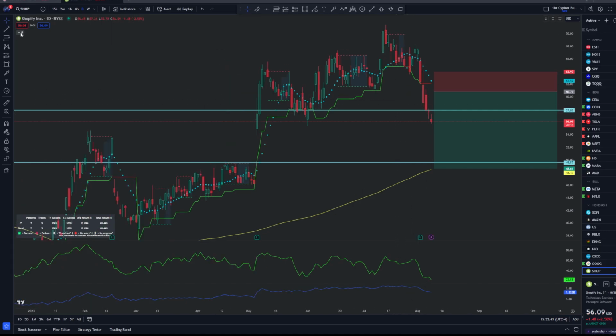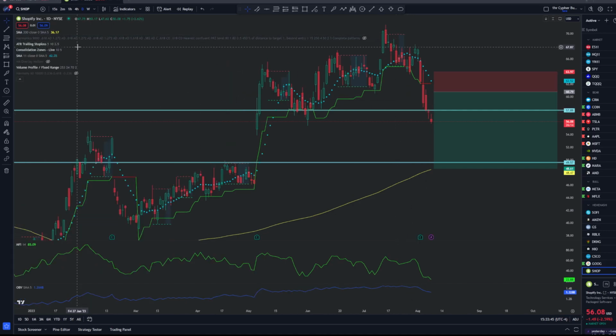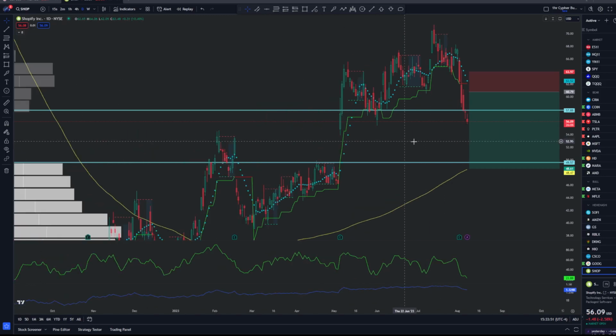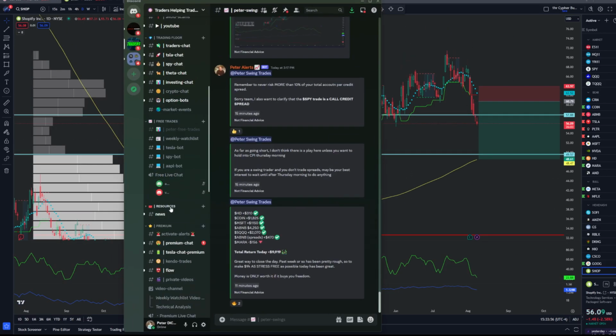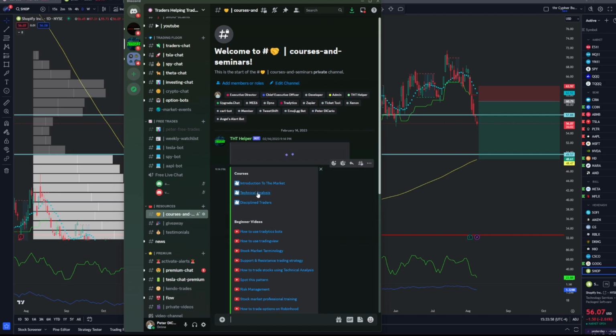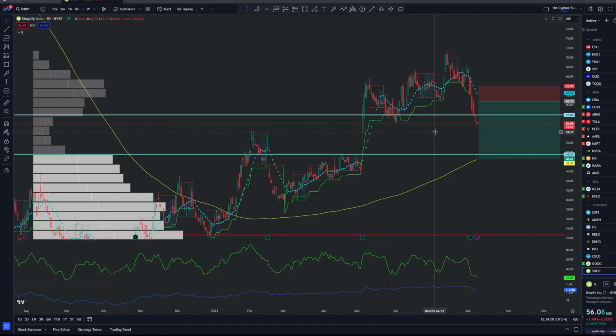Now, looking at Shopify, the current indicators that I'm running are an ATR trailing stop loss, consolidation zone, an 11 SMA, and a fixed range volume profile. If you guys want to learn about those, within our free Discord you just go to the courses and seminars section and take our free technical analysis course, which will teach you all of that.